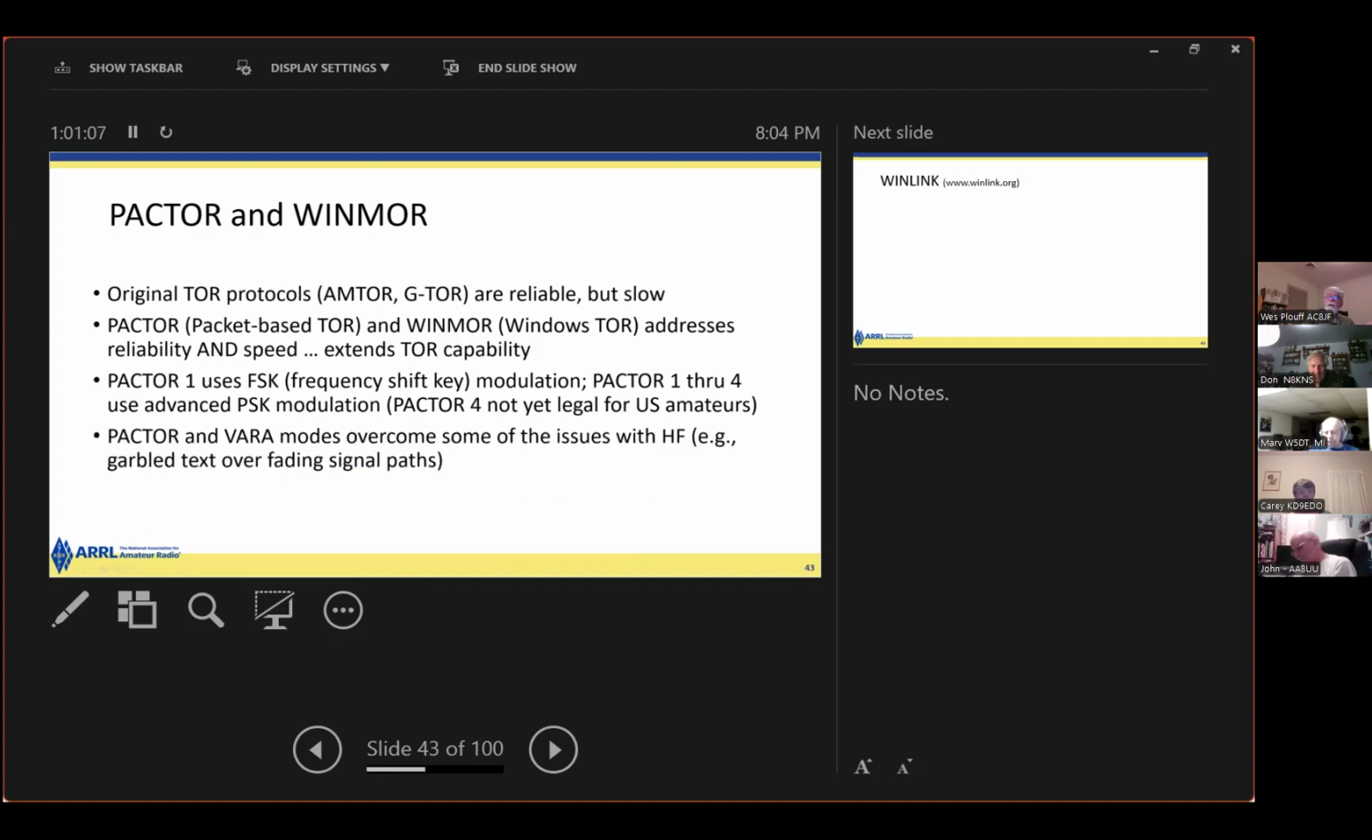PACTOR and Vera modes can overcome some of the issues with HF. In fact, Vera is a proprietary mode that's used for HF communication. As I was saying, sailboats in international waters use Vera on ham radio for email because it's reliable on HF despite fading and noise.